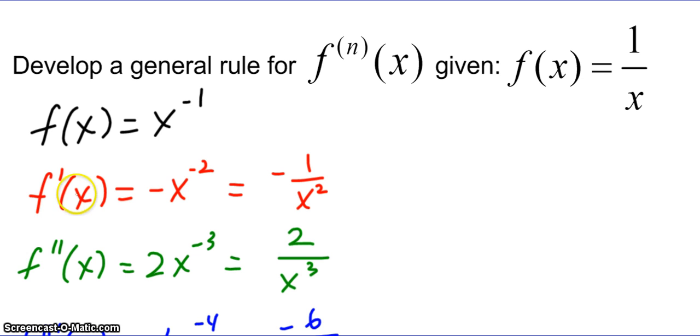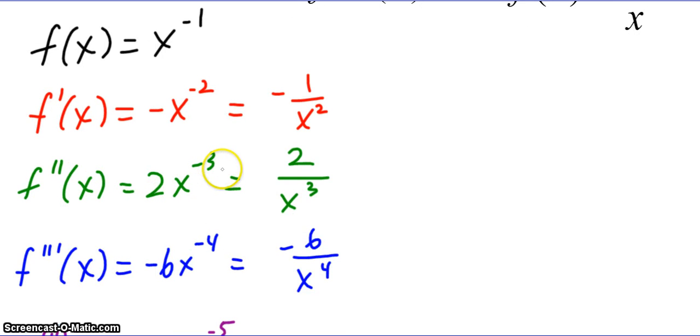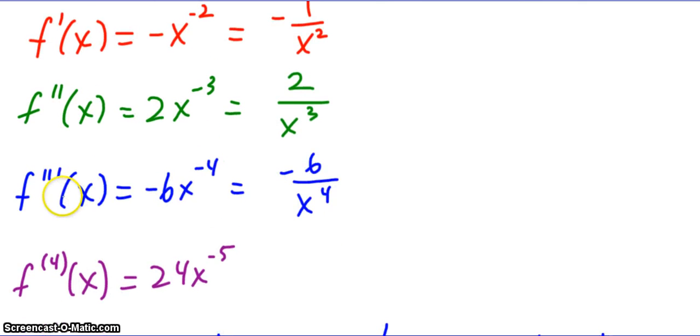Okay, so the first derivative, we should get negative 1x to the negative 2, or negative 1 over x squared. The second derivative, we should get 2x to the negative third, or 2 over x cubed. Third derivative, we should get negative 6x to the negative fourth, or negative 6 over x to the fourth. And the fourth derivative, we should get 24x to the negative fifth. Or, sorry, I didn't write that one. 24 over x to the fifth.